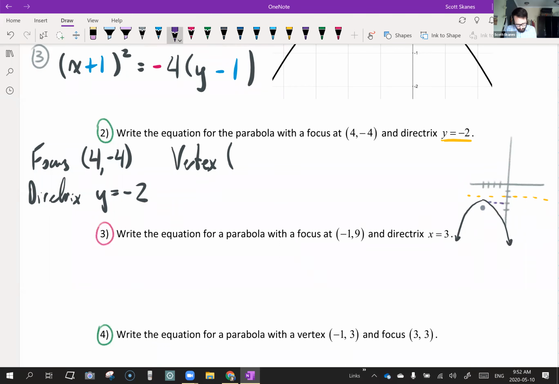The vertex here must be, oops, vertex must be -4, -3. Ah, I messed this question up. I went backwards. 4 and -4. Sorry, everybody. Let me try it again. 4 and -4, not -4 and 4.